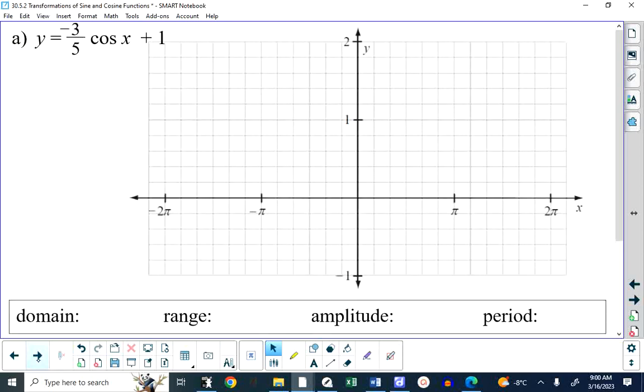Now, in drawing these graphs, we're going to make use of drawing horizontal guidelines.